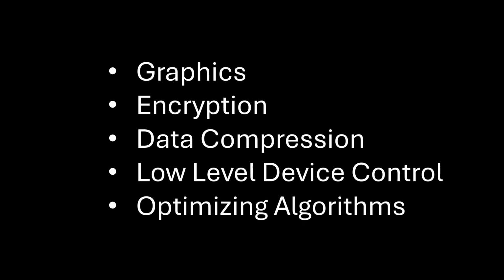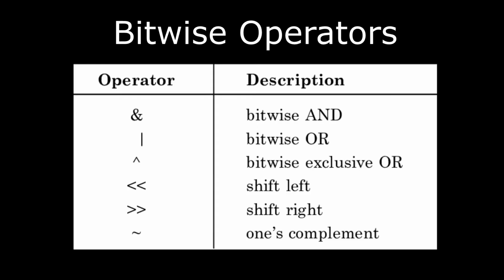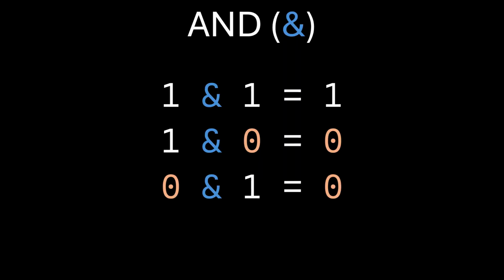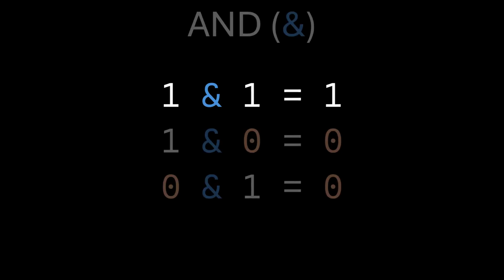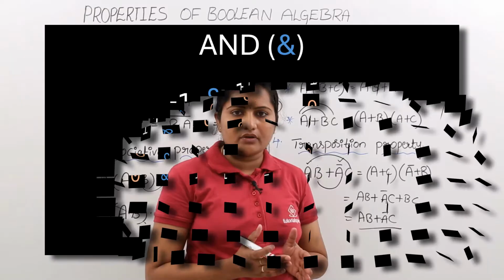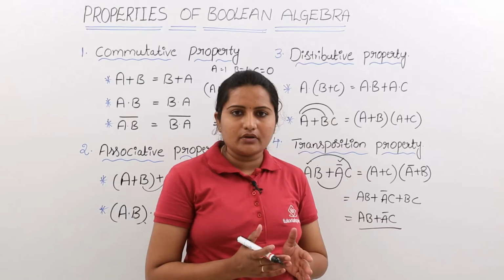So now we can go over each and every single one of the bitwise operators. The first bitwise operator that we'll go over is binary AND. This operation compares 2 bits and returns 1 only if both bits are 1. Otherwise, it returns 0. For example, 1 AND 1 results in 1, but 1 AND 0 or 0 AND 1 results in 0.